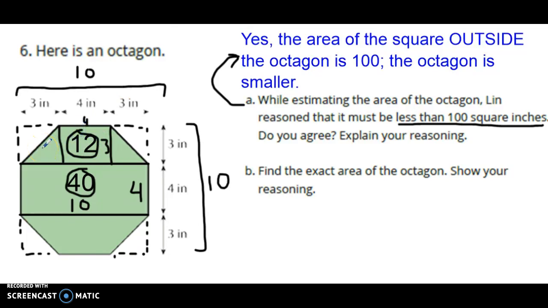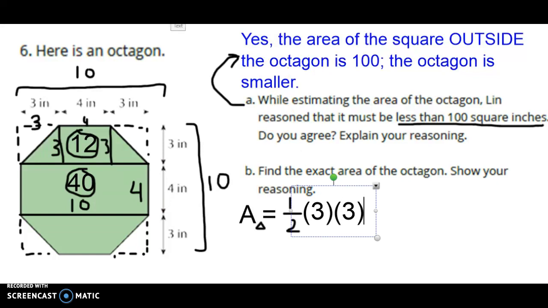Now the area of this triangle is going to be 1/2 base times height. The base is 3. The height is 3. So let's show our work for that down here. Area of the triangle equals 1/2. And let's draw a little triangle next to our A so we remember that this is for the triangle only. 1/2 base is 3 times height is 3. So 3 times 3 is 9.